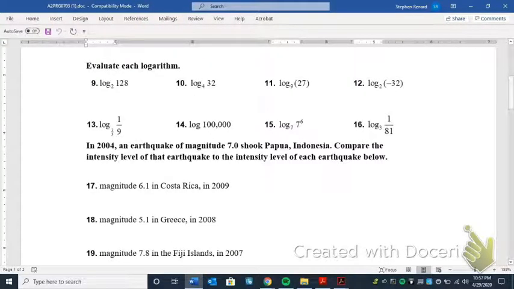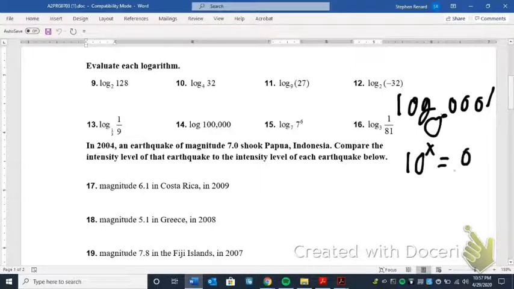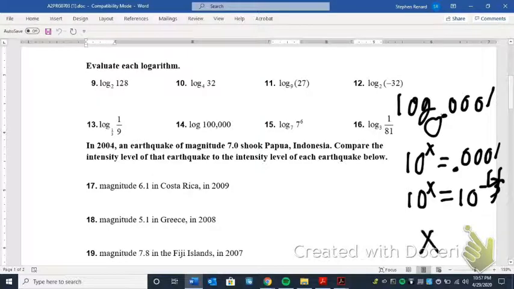Now, let's say, for instance, that we had something like log of 0.0001. Same idea. We'd go, well, 10 to the x equals 0.0001. So if you're paying attention, you know that 0.0001 is 10 to the negative fourth. So that gives us x equals negative 4. And remember, if I have x to the negative 1, that equals 1 over x.